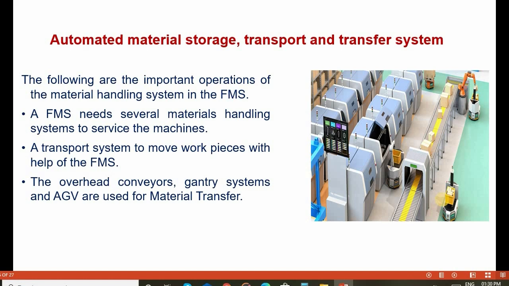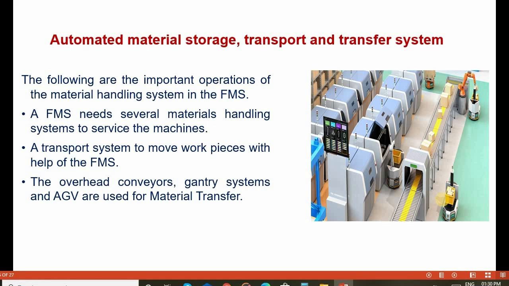Automated material storage, transport, and material transfer system. The following are important operations of the material handling system in a flexible manufacturing system. A flexible manufacturing system needs several material handling systems to serve the machines. A variety of material handling systems or equipments is required to serve the various operations in the machines.